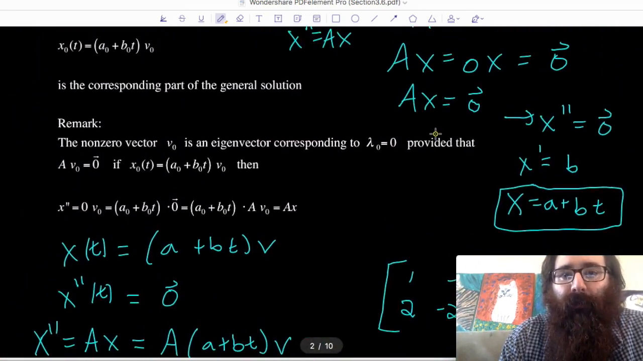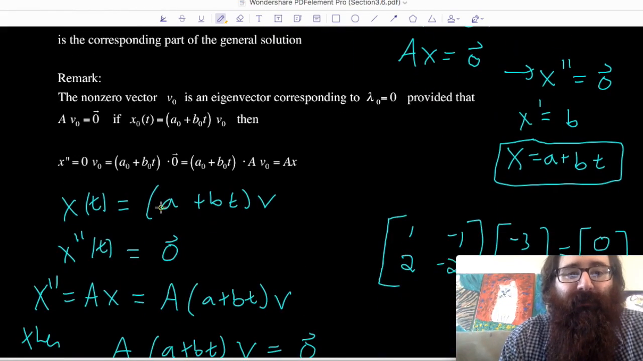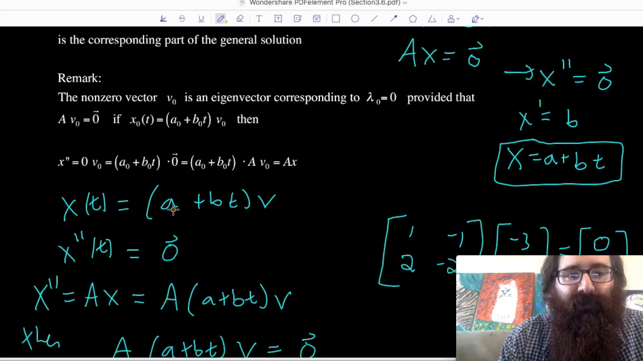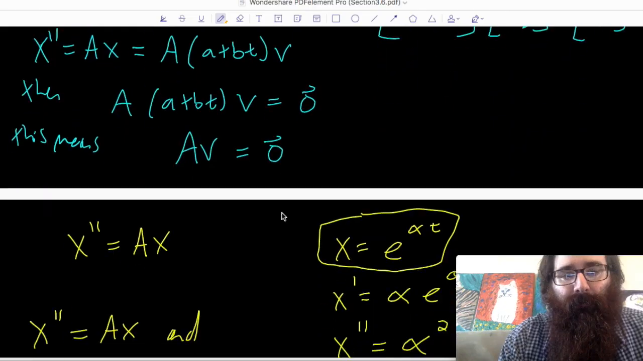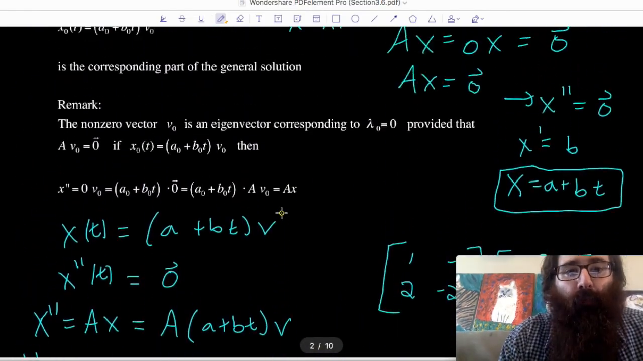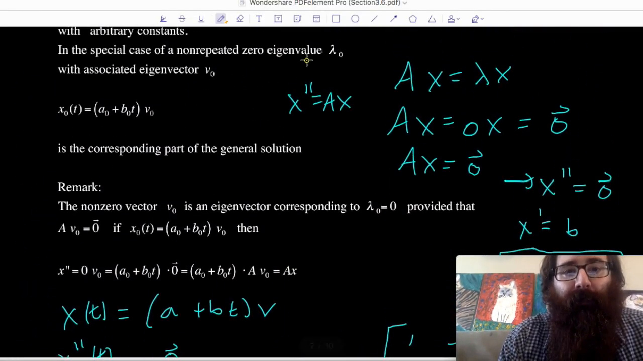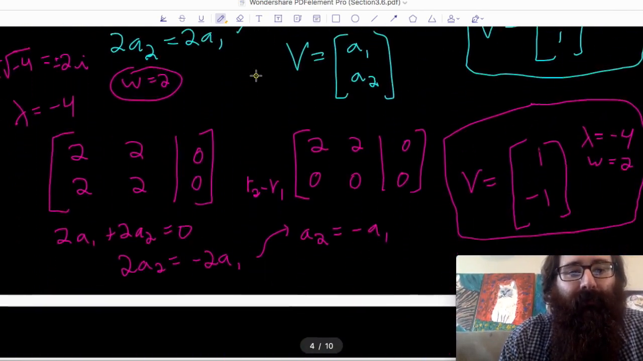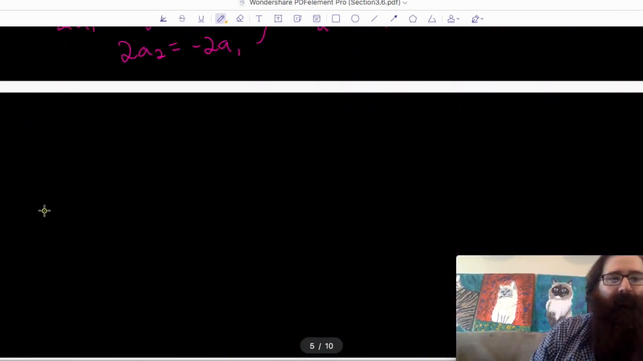Then we wind up building our solution into this form here, a plus bt times vector v. Now I'm not going to use a and b because I like using c1 and c2, but it's just the idea of unknown constant plus unknown coefficient times t times that eigenvector. And that's the case where we have this eigenvalue of 0, which is what we saw first in our first example. So building our solution, we call x at t the solution.